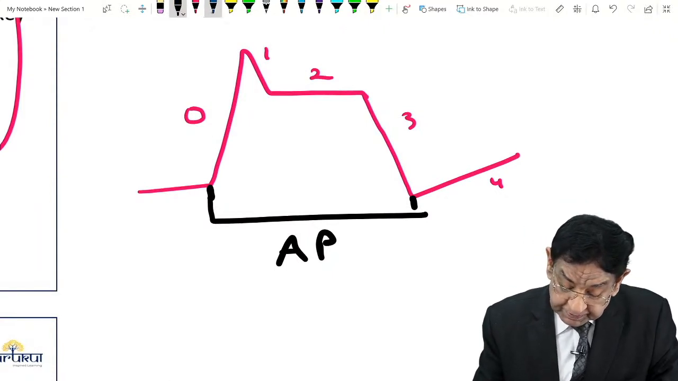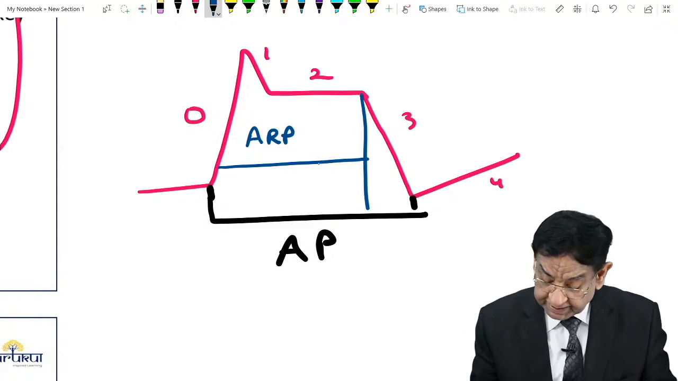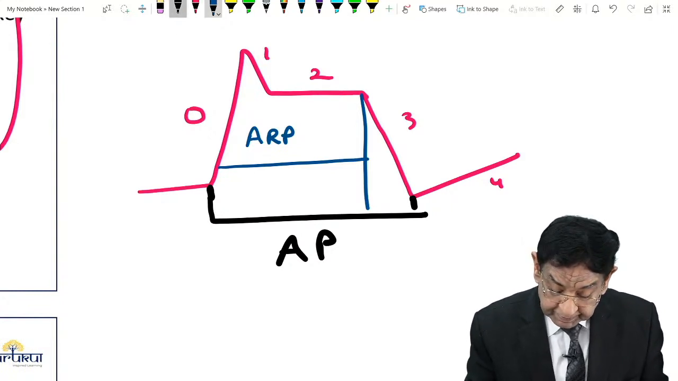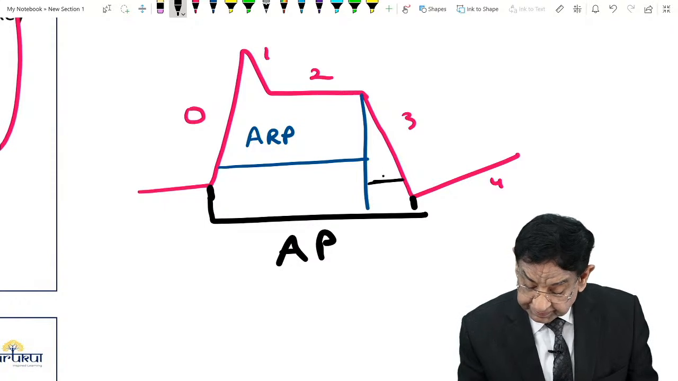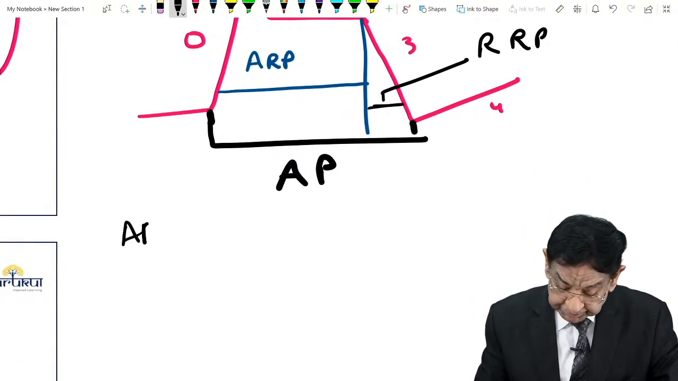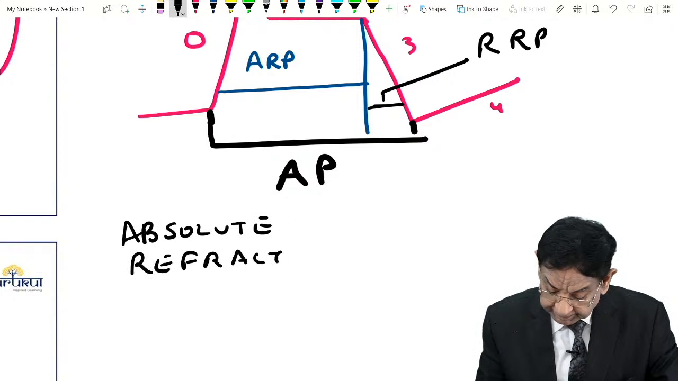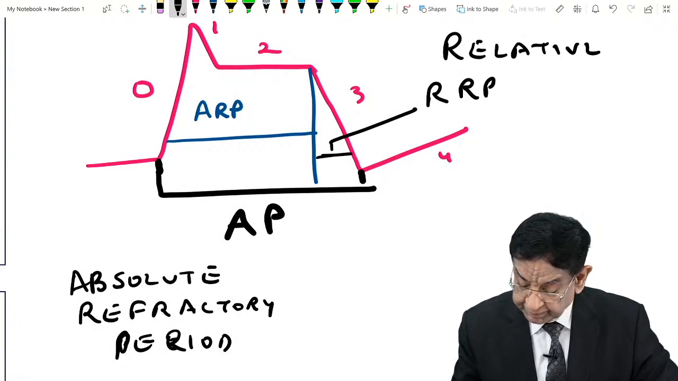This is the absolute refractory period. From here to here is absolute refractory period, but from here, this is the relative refractory period. ARP is absolute refractory period. This is relative refractory period.